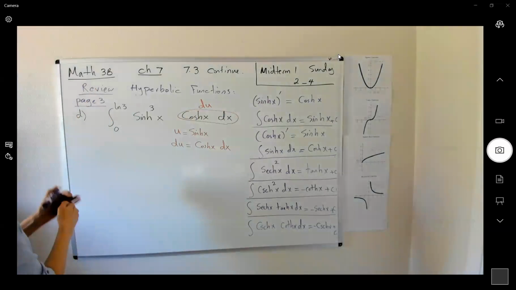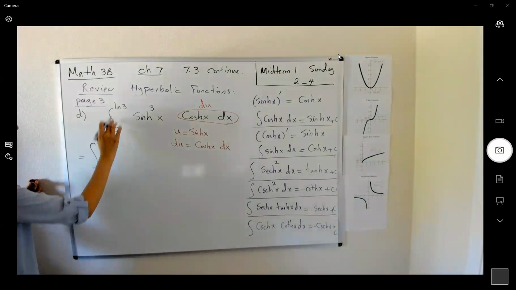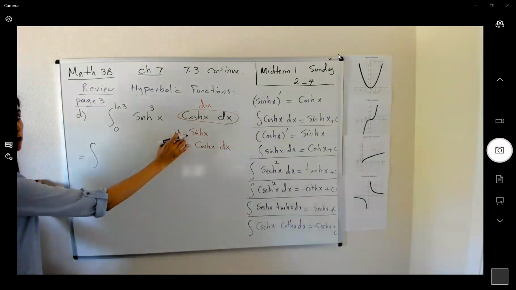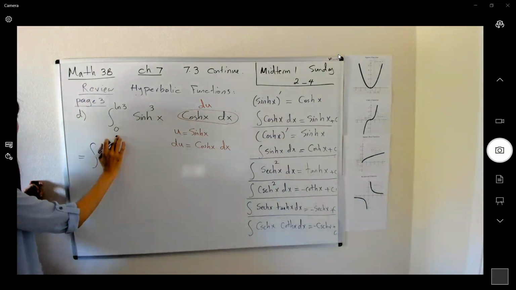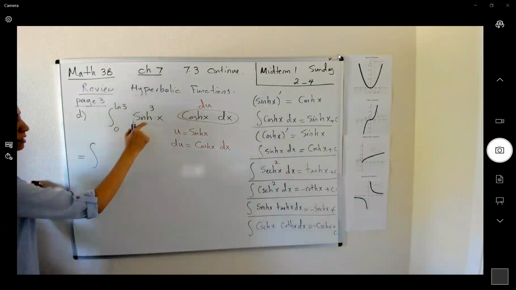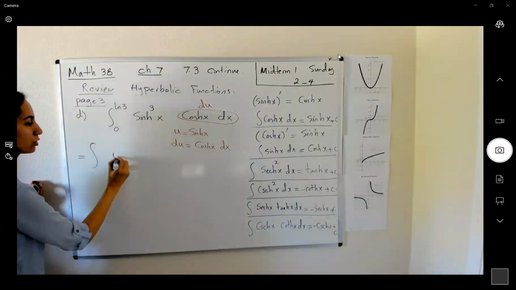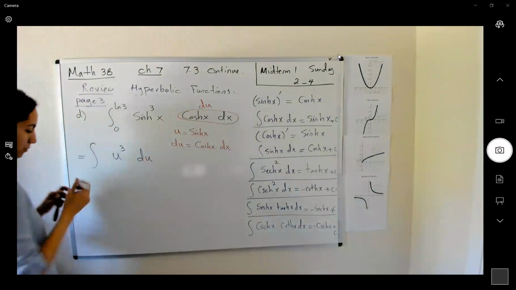So your integral is now an integral. First of all, since you're changing the variable, you cannot use the previous lower and upper limits. For now, just leave it blank. Then here you have sine hyperbolic, which is u, so you get u cubed. And this is nothing but du.